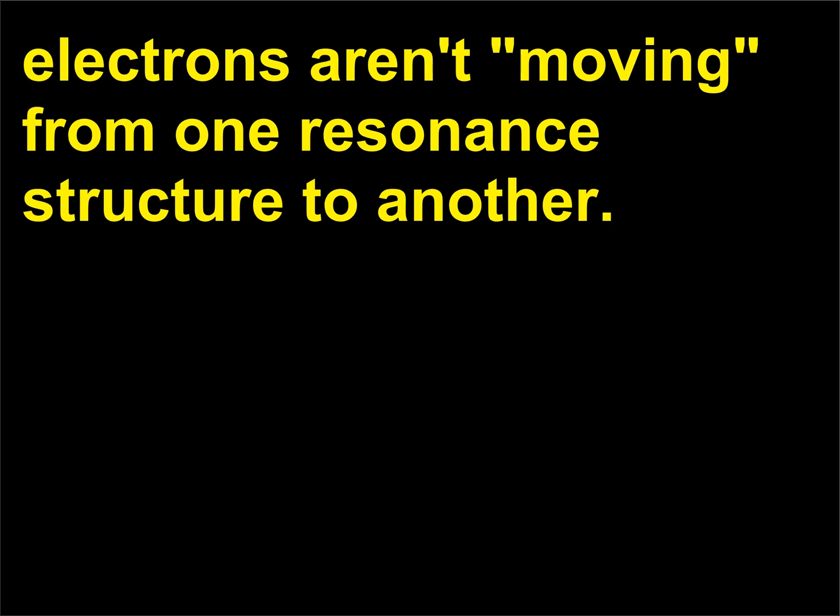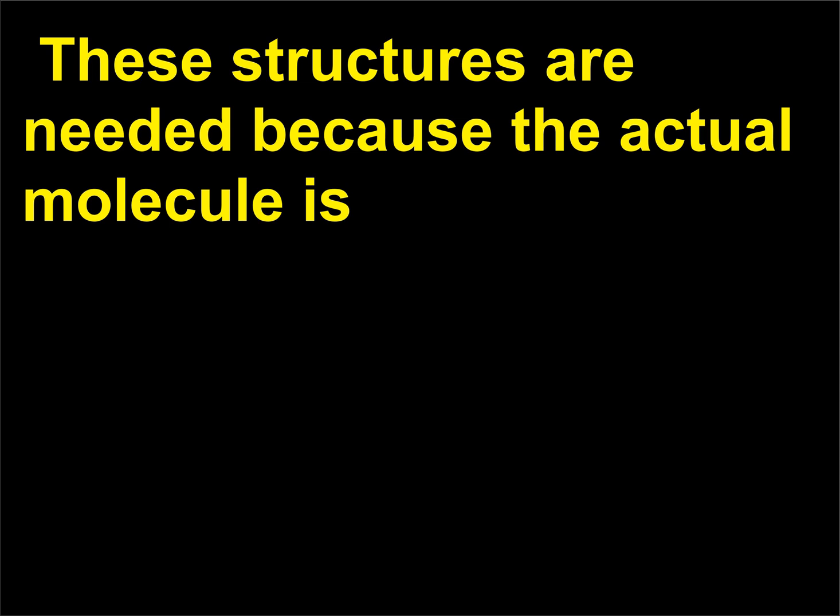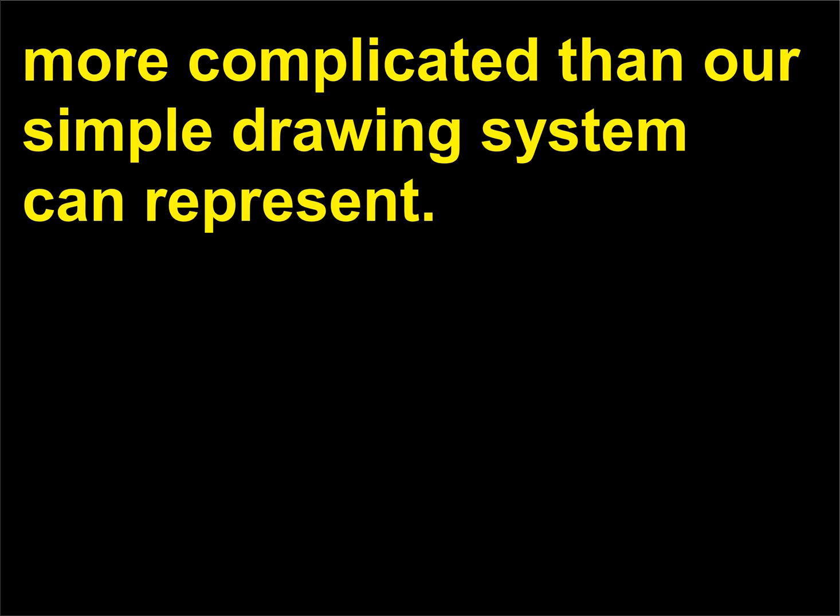This is important, and makes sense if you remember that the electrons aren't moving from one resonance structure to another. These structures are needed because the actual molecule is more complicated than our simple drawing system can represent.